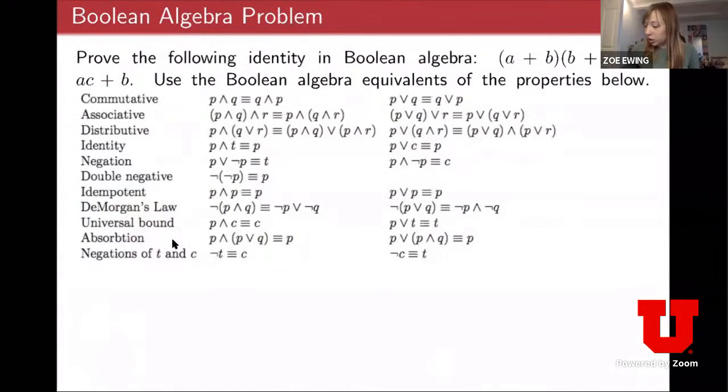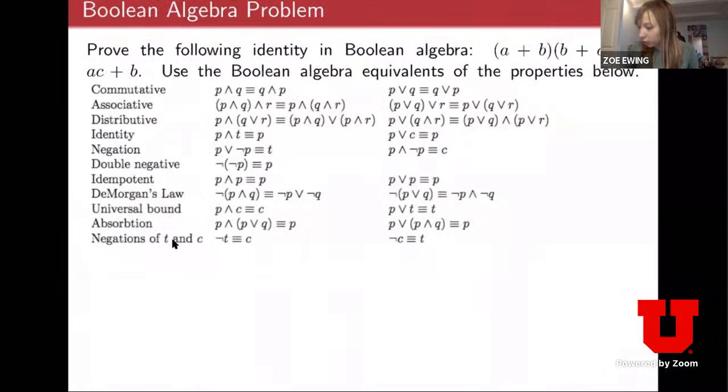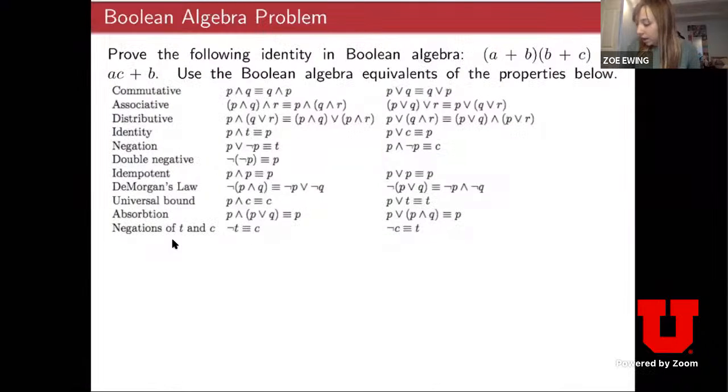We are going to use the properties of Boolean algebra to do this problem. And we want to show that (A + B)(B + C) is equivalent to AC + B. But the little trick here is that we're given the propositional logic properties instead of the Boolean algebra, so we need to convert them in your head. So I'm just going to let you work on this one for 1 minute.